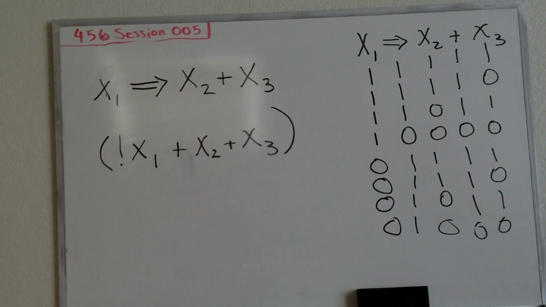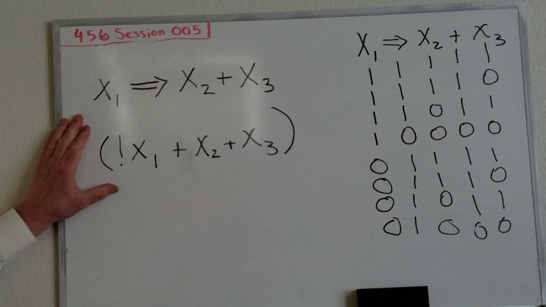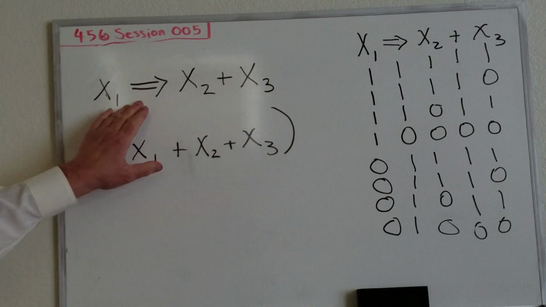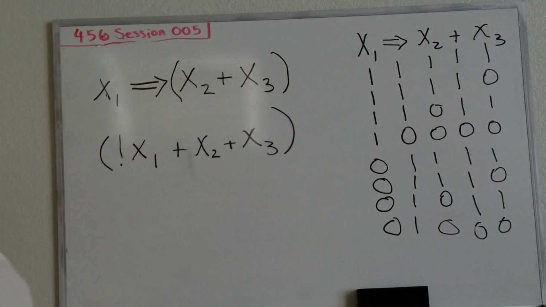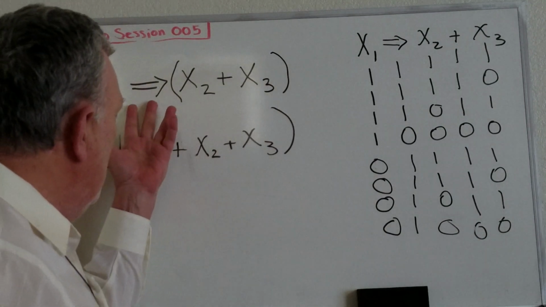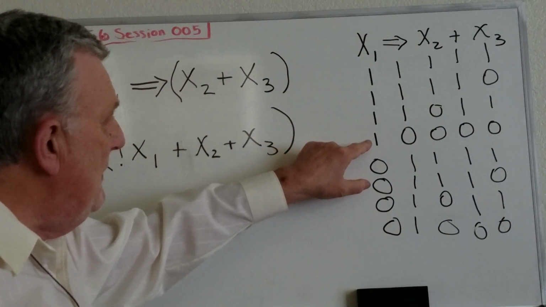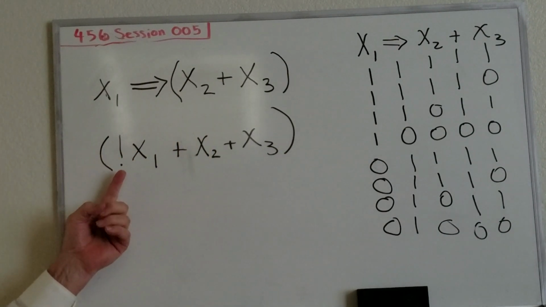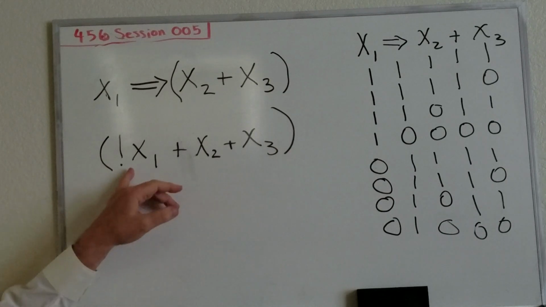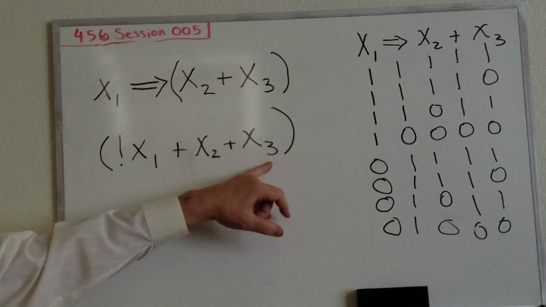Here's an example of something slightly more complicated, where I found an equivalent expression using a truth table. x1 implies the disjunction of x2 and x3, and then I make a truth table here, and I discover that this expression is false in only one case, namely when x1 is true and x2 and x3 are both false. Now, I can then say the negation of that is this clause: not x1 or x2 or x3.